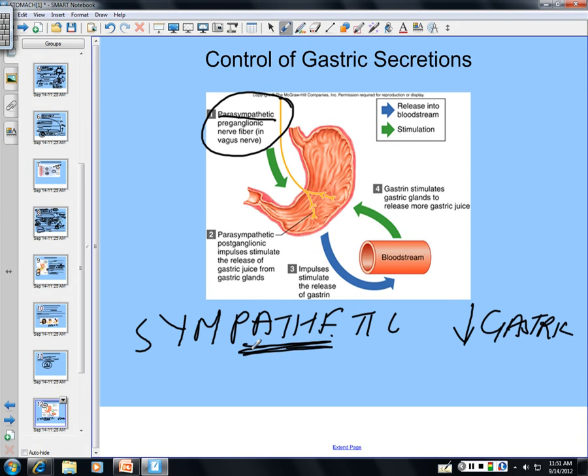Hormonal control is by, of course, remember we talked about gastrin, right? Which stimulates both pepsinogen secretion and acid secretion. We talked about this. All right, next slide.